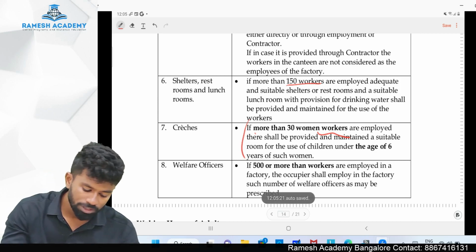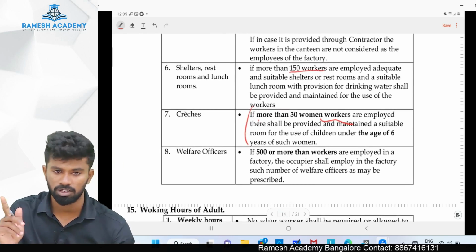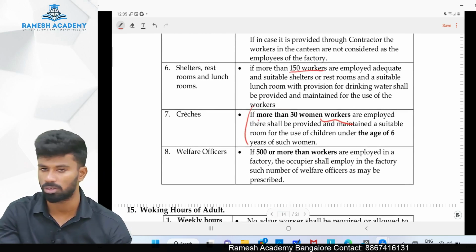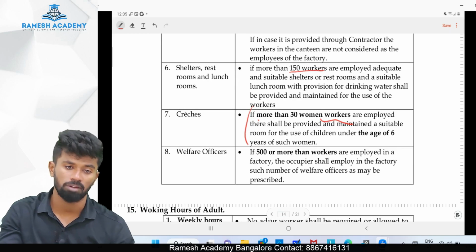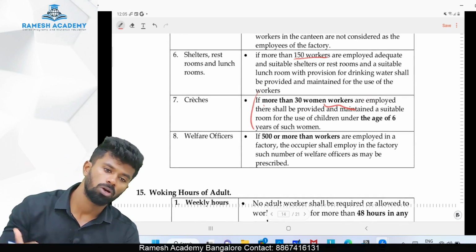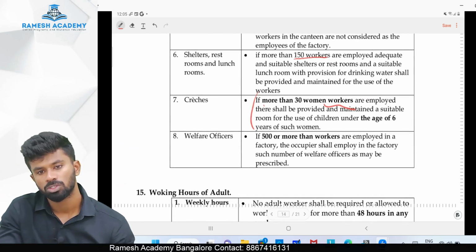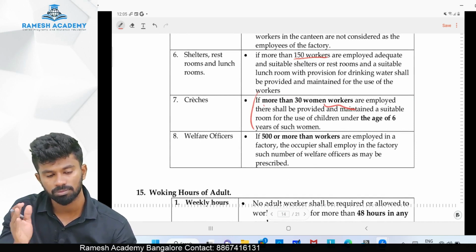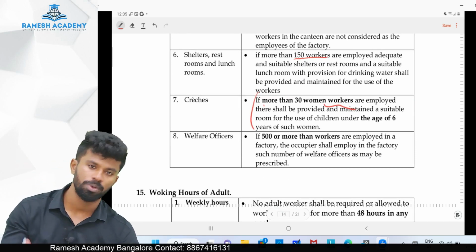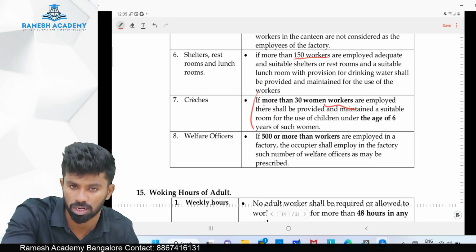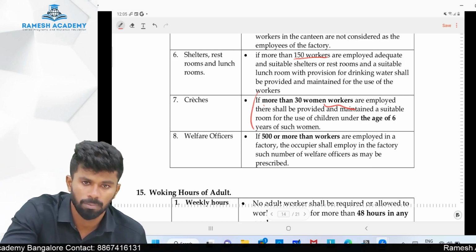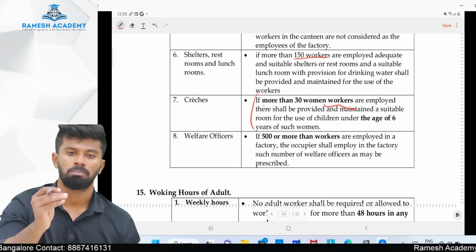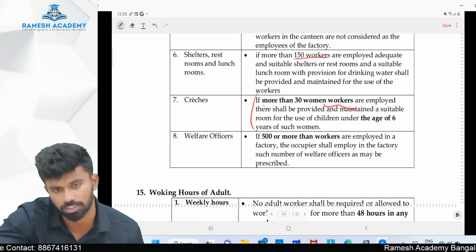Okay. Welfare officer, important, they may ask. Safety officer, where there are 1000 or more workers employed. Welfare officer's appointment is compulsory when there are 500 or more workers employed. So these are the safety, health and welfare measures to be taken by whom? Taken by the occupier. So we discussed who is an occupier, and what are the safety, health and welfare measures to be taken by him in the factory.